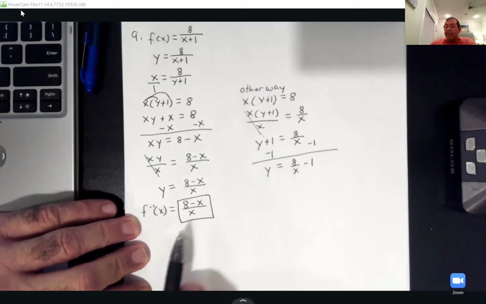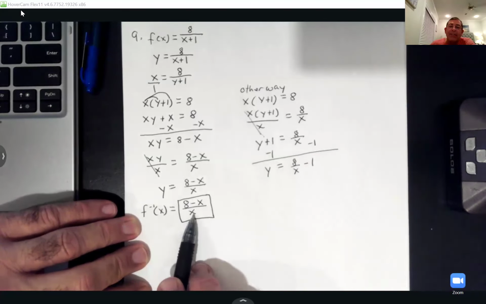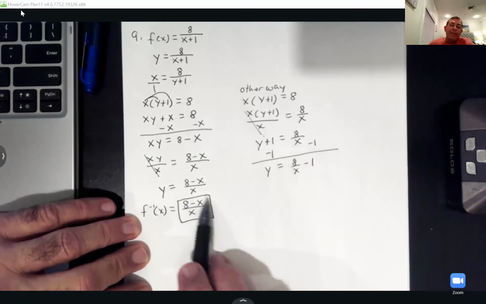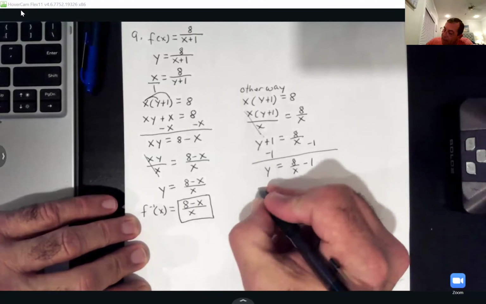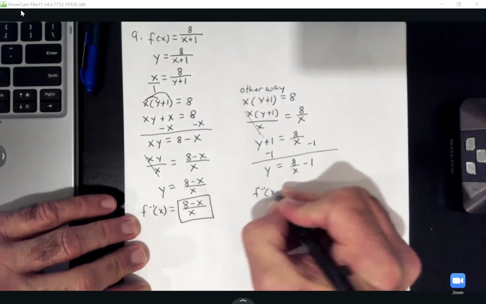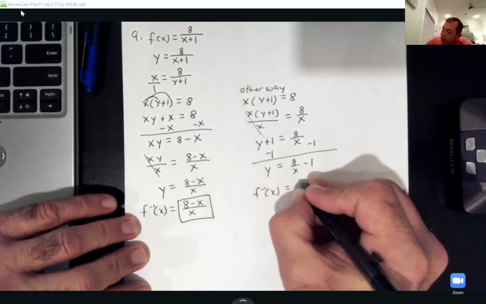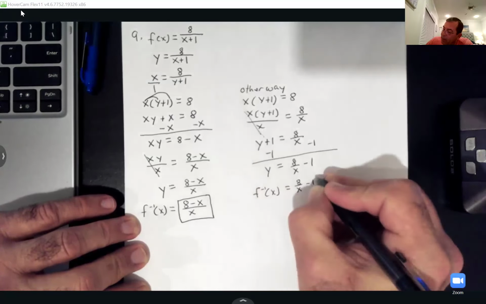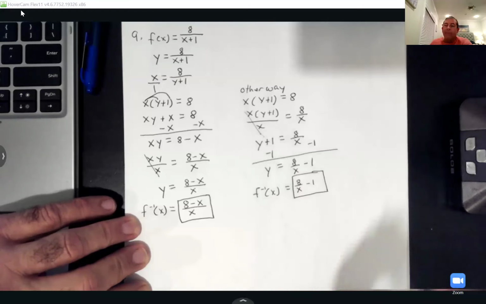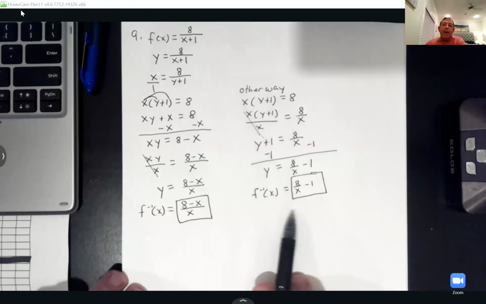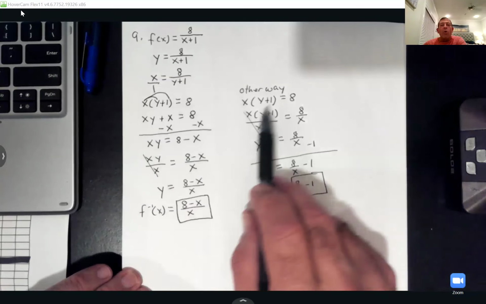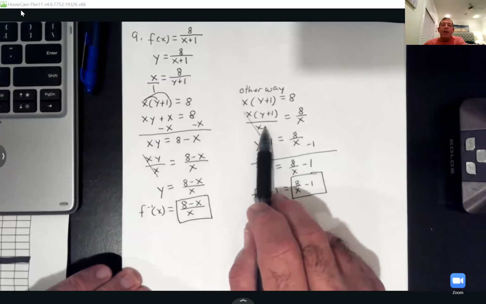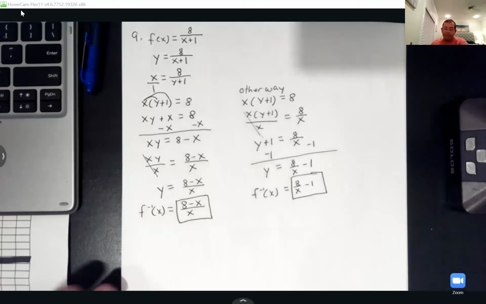This answer is the same as this answer if you were to write this answer as 2 fractions versus 1. MathLab will take either way. So f inverse of x can equal 8 over x minus 1. Either way, okay? And I wanted y'all to see that you could distribute the x here, or you could divide the x out and not even worry about distributing it.